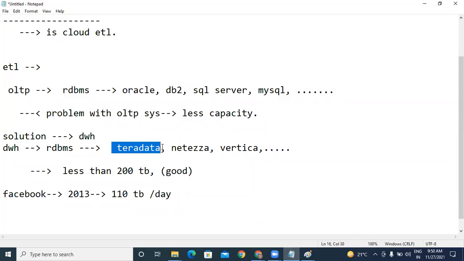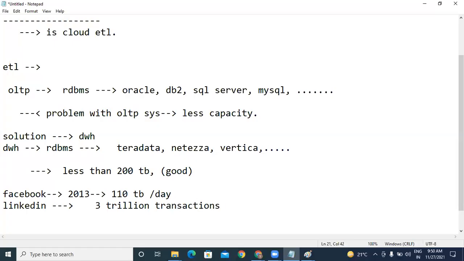Understand the point, sir? Same thing, if you talk about the biggest transactional frequencies, let's talk about LinkedIn. LinkedIn's transactional frequency is like this, sir. 3 trillion transactions per 10 seconds. Just imagine. Please don't ask me how many zeros per trillion, I don't know. 3 trillion transactions per 10 seconds. That means per minute, 18 trillion transactions. Per day, into 60, into 24.